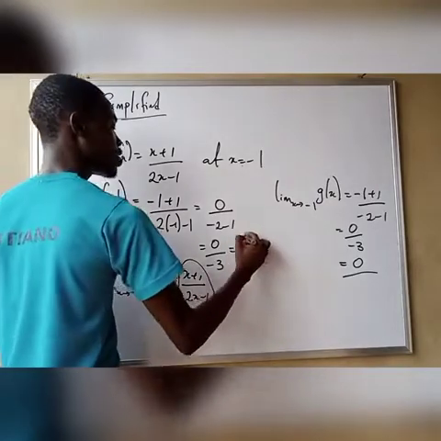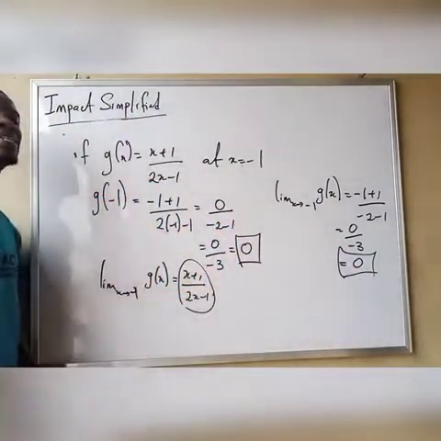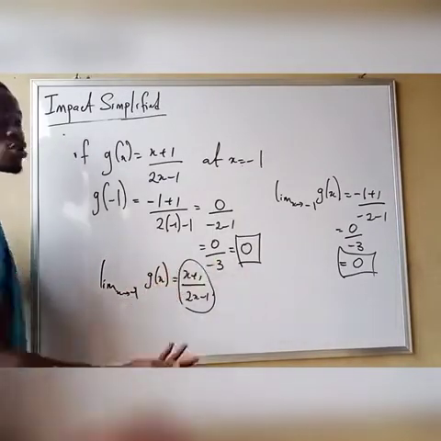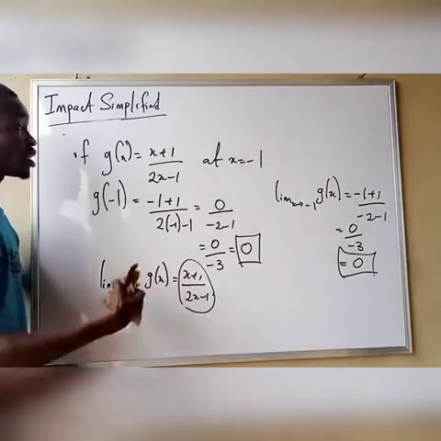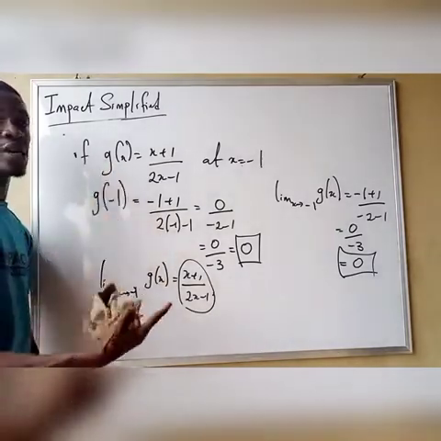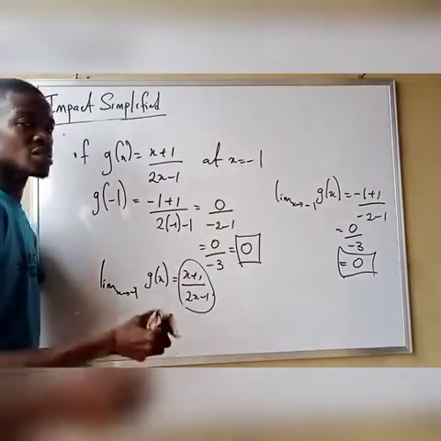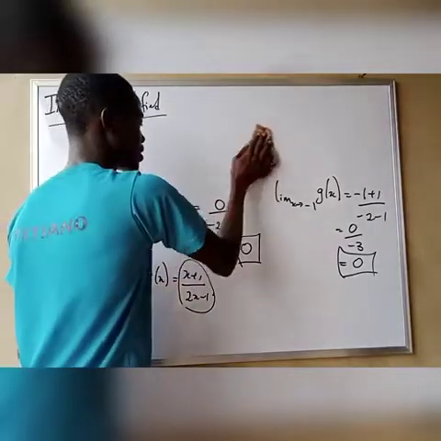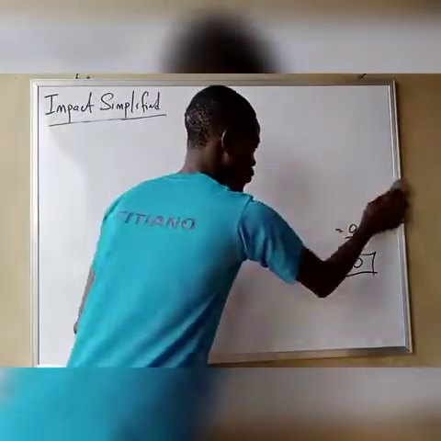And you can see that your g of minus 1 is the same thing as when you are limiting your g to minus 1. And what is the conclusion? We can now conclude that the function g of x is continuous at x is equal to minus 1. Now under the continuous and discontinuous, let us look at this last question.